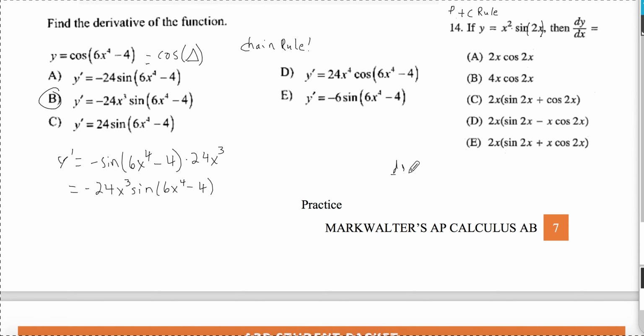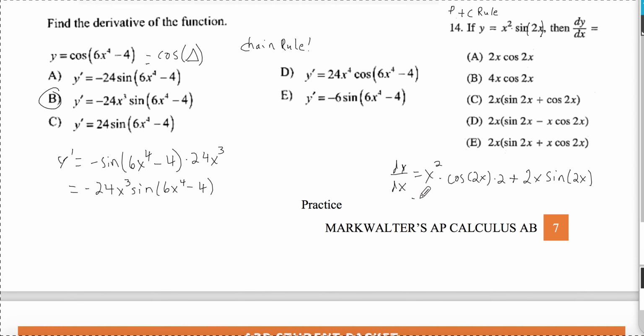dy/dx is going to be equal to, keep the first, times the derivative of sine of 2x. Well, the derivative of sine is cosine, and I'll keep the inside, times the derivative of the inside, which is 2. Okay, there we go. First part of the product rule, keep the first, derivative of the second, but the second was a chain rule, plus, then we will take the derivative of the first, which is 2x, and we'll keep the whole second function, which is the sine of 2x.